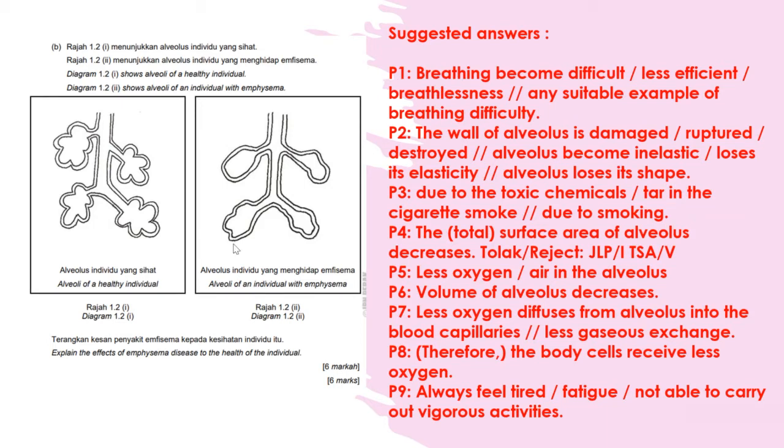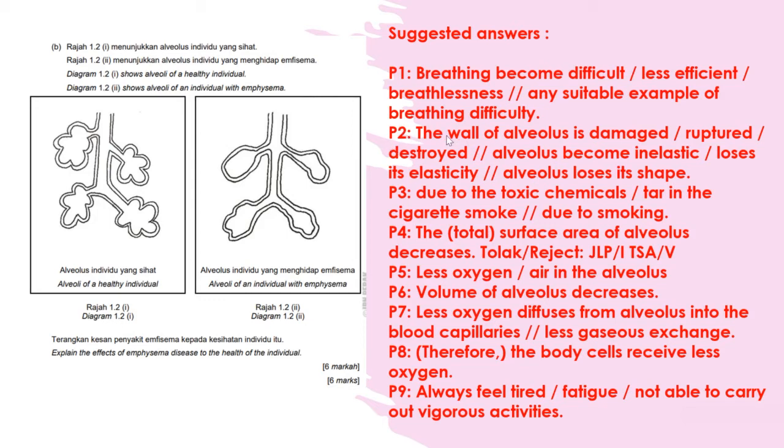Before that, we go to the question. Explain the effects of emphysema disease on the health of the individual. Six marks, so that means you have to give at least 6 points. You have to explain the effect of emphysema disease. Point number 1, breathing becomes difficult. You can write that, or you can write breathing becomes less efficient, or breathlessness, or any suitable example of breathing difficulty.